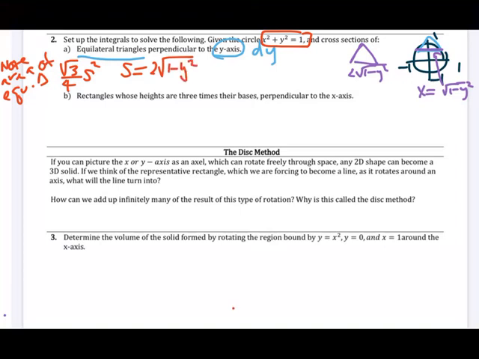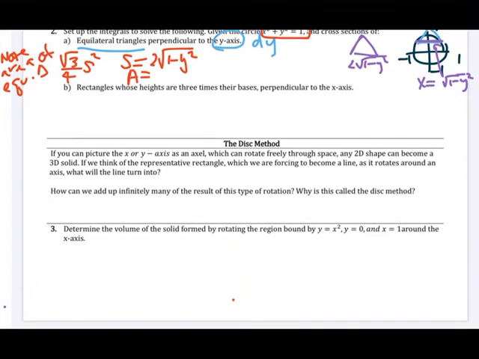So the area would be equal to root 3 over 4 times 2 times the square root of 1 minus y squared, squared. Which is going to mean that this 2 is going to become 4 when I square it, which means the 4 in the denominator is going to go away. So this area is going to be root 3 times 1 minus y squared.